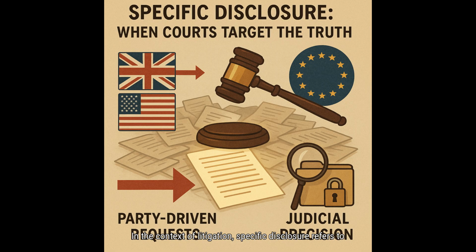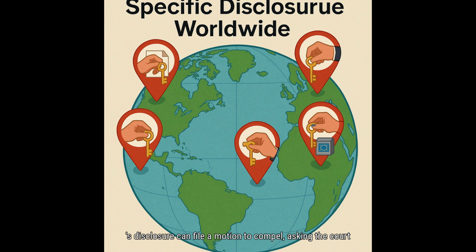In the context of litigation, specific disclosure refers to a targeted process where a court orders the production of particular documents that are not covered by standard disclosure. In the UK, this mechanism allows a party to request the court to compel the other side to disclose specific documents if there is a good reason to believe they exist and are relevant to the case. Similarly, in the US, a party dissatisfied with the opposing party's disclosure can file a motion to compel, asking the court to order the production of specific documents or information that have not been voluntarily disclosed.